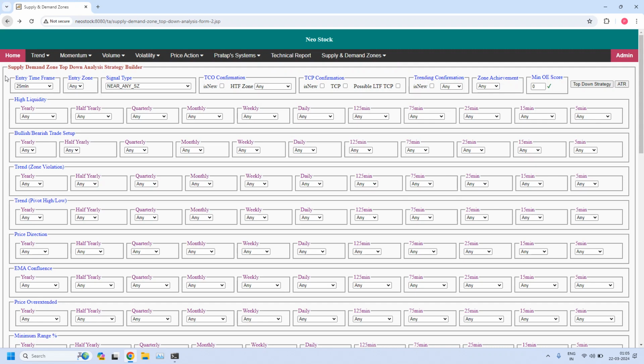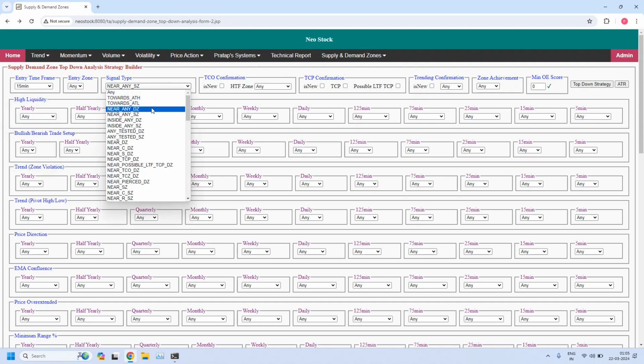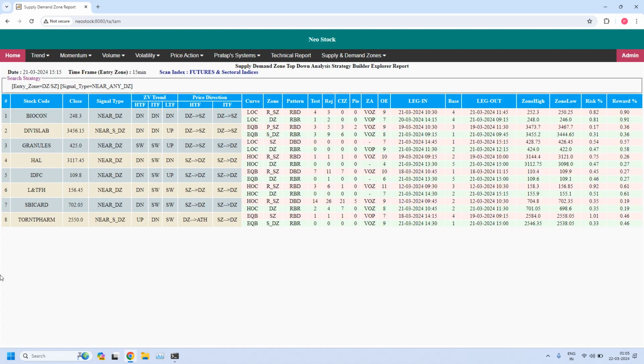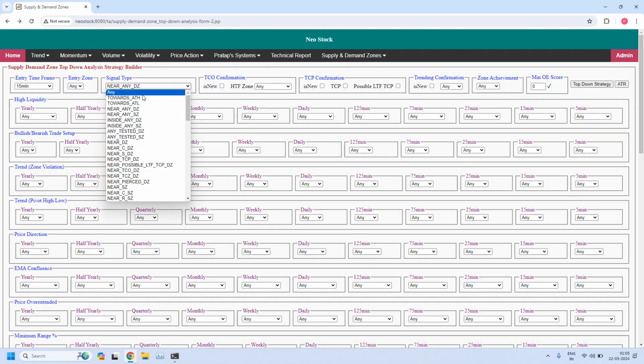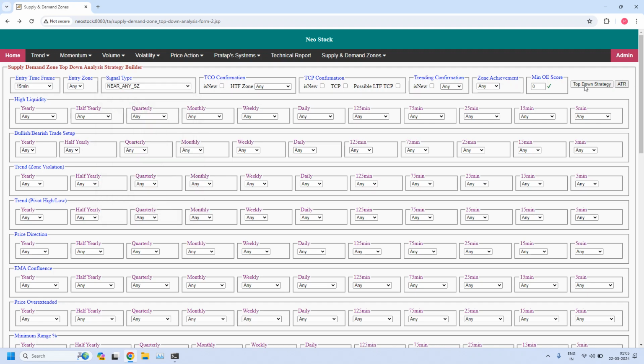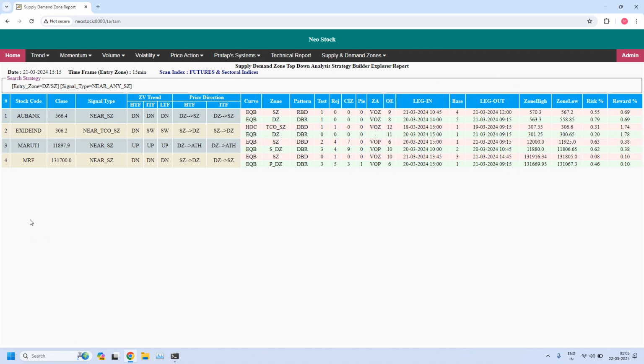So let's go back, change the time frame to 15 minutes. Let us find the stocks near the 15 minutes demand zone. These 8 stocks are filtered. I'm moving back. For the 15 minutes time frame, let us find the stocks near the 15 minutes supply zone. These 4 stocks are filtered.